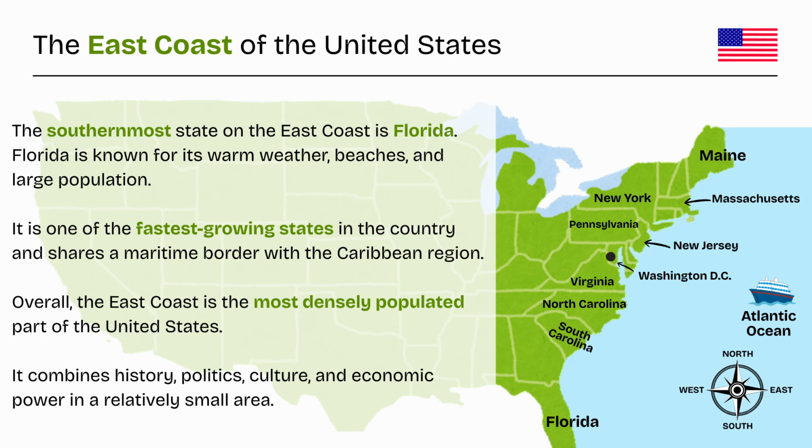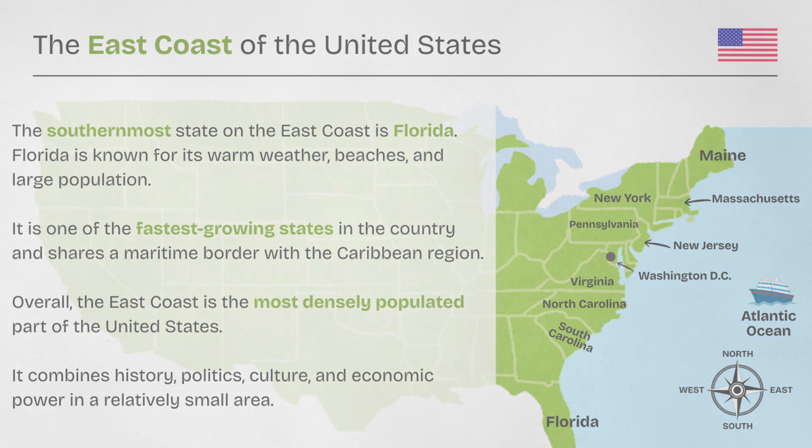The southernmost state on the East Coast is Florida. Florida is known for its warm weather, beaches, and large population. It is one of the fastest growing states in the country and shares a maritime border with the Caribbean region. Overall, the East Coast is the most densely populated part of the United States. It combines history, politics, culture, and economic power in a relatively small area.